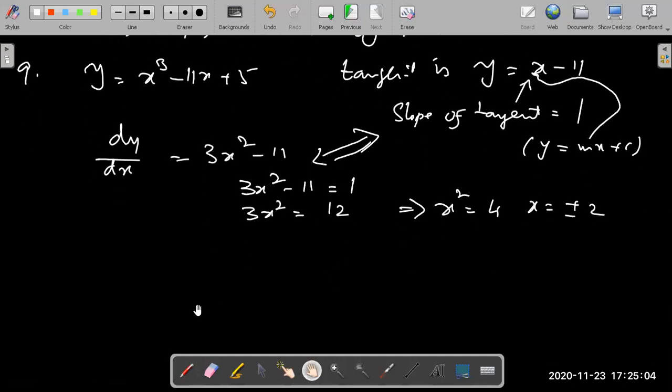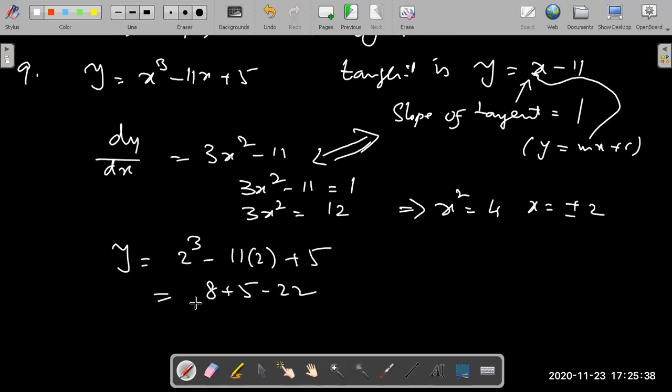So again, looking at the question, he says find the point for which the tangent is this. So he's asking only 1 point, not 2 points. Let us look at why it can't be 2 points. Because let's suppose x equal to 2, then y is 2 cubed minus 11 into 2 plus 5, that's equal to 8 plus 5 minus 22. So 13 minus 22, this is minus 9. So we'll have 2 comma minus 9 as 1 point.